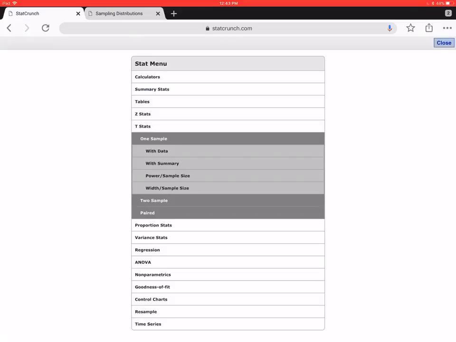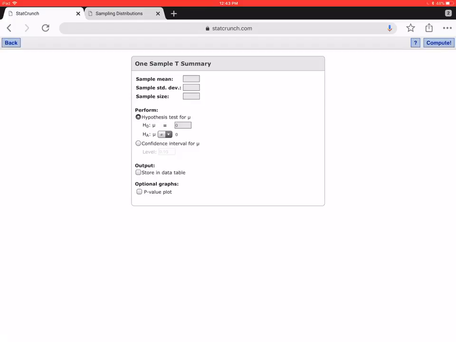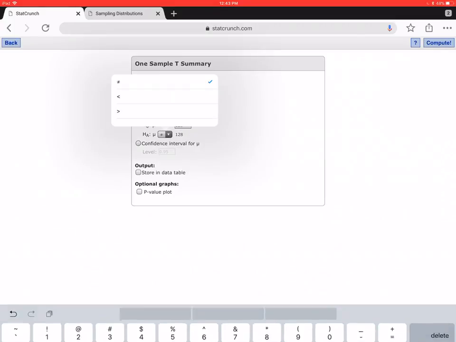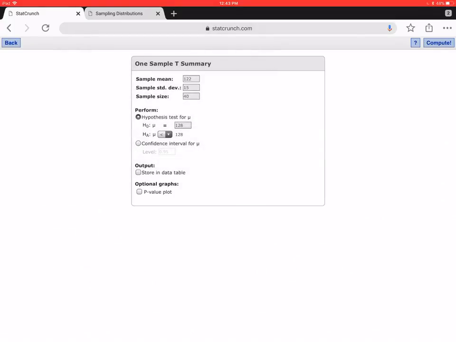T stats, still one sample, still with summary. So again, we don't have a list of every single woman and all of their different weights. We have a summarized information of that. So the sample mean was 122, the deviation was 15, and the sample size was 40. Running a hypothesis test, testing is their average weight equal to 128, or is it less in this case?